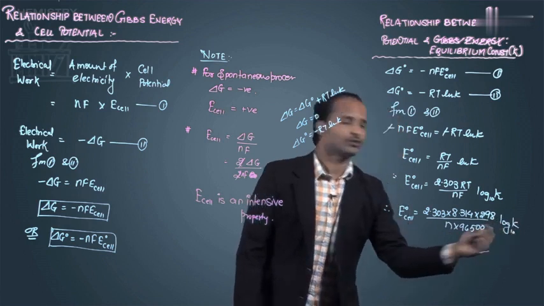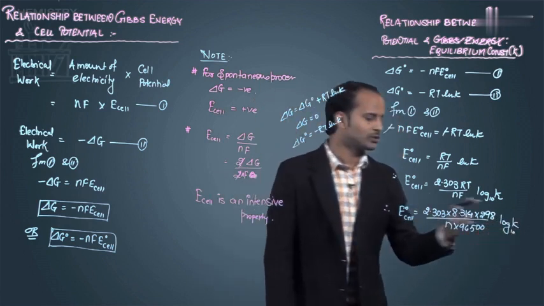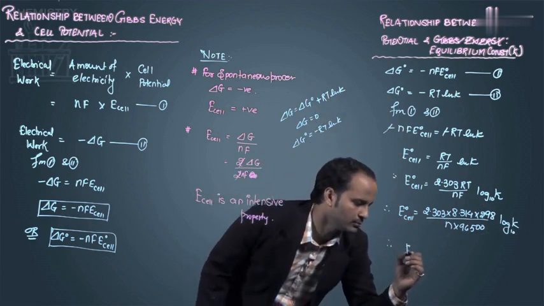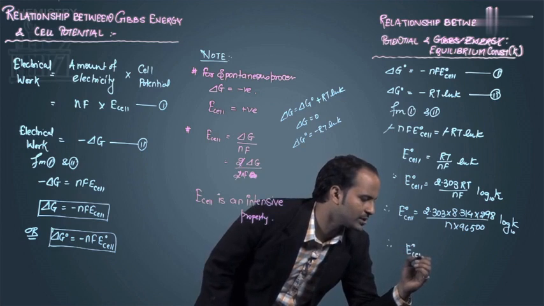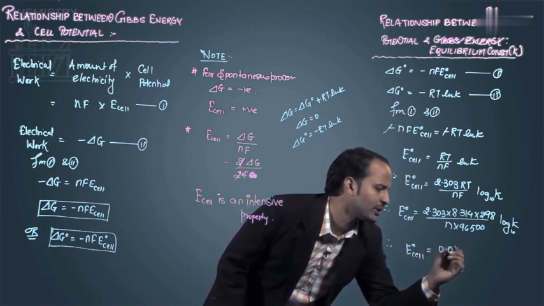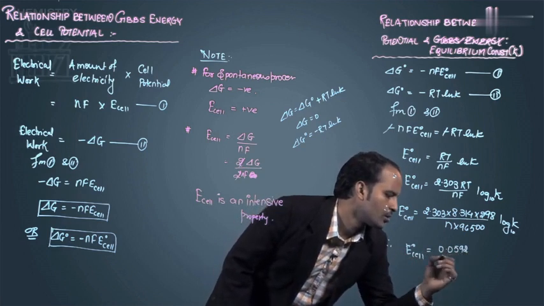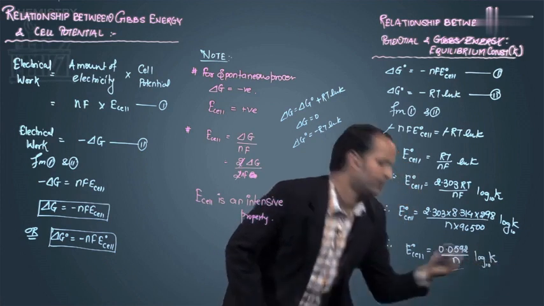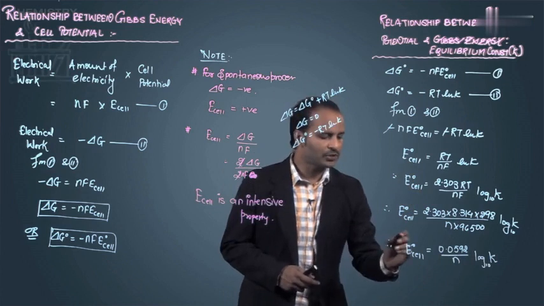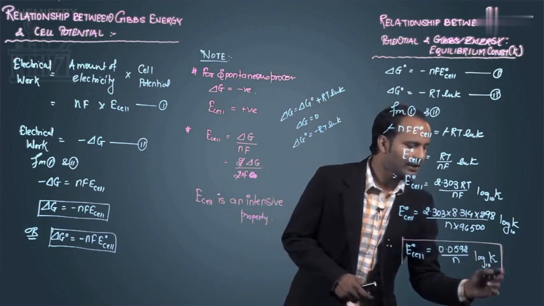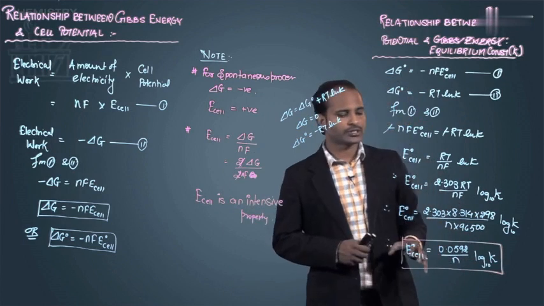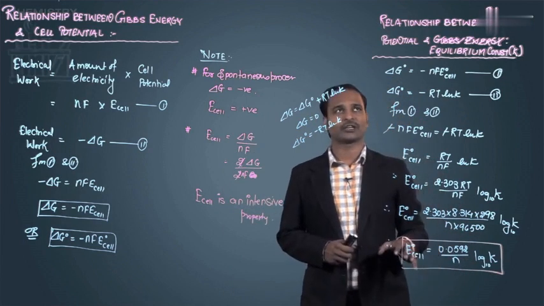The same values were used in the Nernst equation also, so on multiplying and dividing you will get a number. E naught cell is equal to 0.0592 upon n log to the base 10 K. So this is the relationship between the E naught cell and the equilibrium constant, that is E naught cell is equal to 0.0592 upon n log of K.